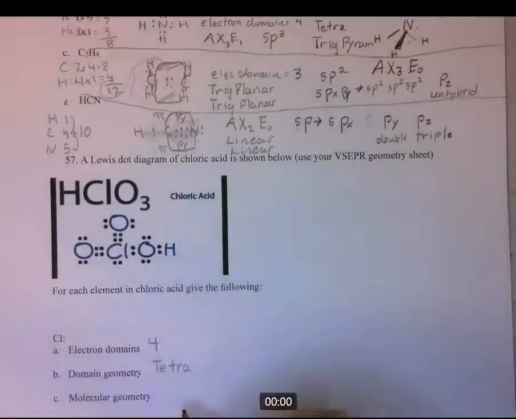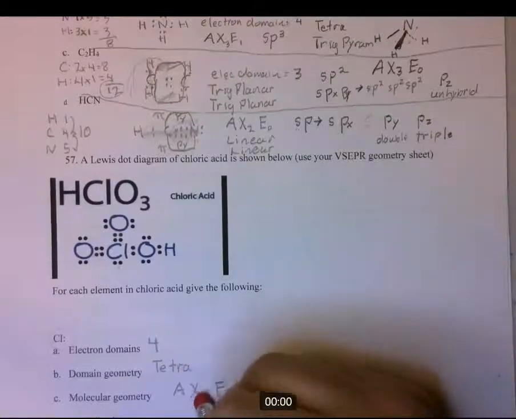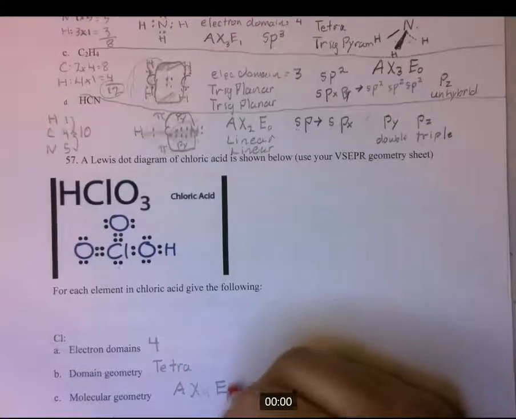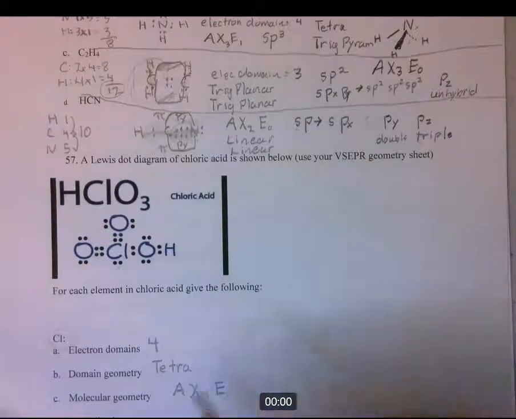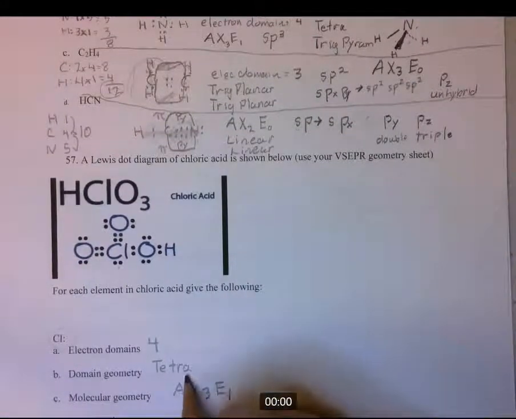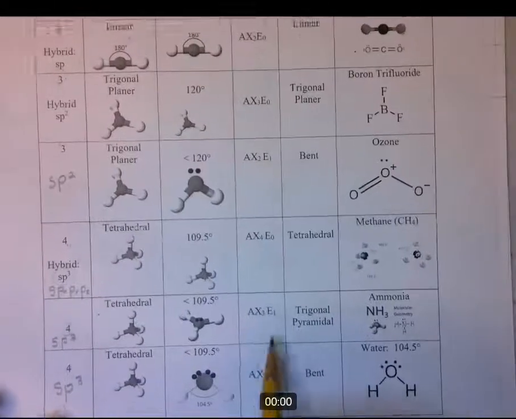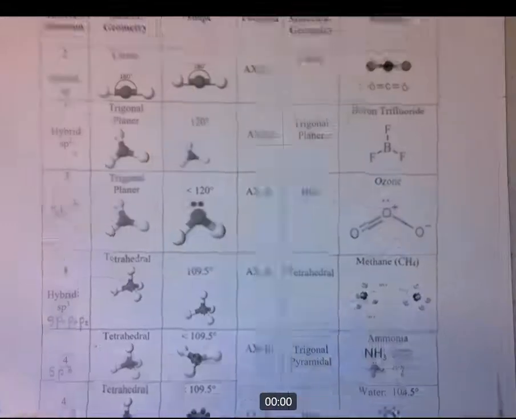Since they're all bonding, let's just go ahead and write the AX notation. It's AX4E0. There's no lone pairs. All 4 are bonding. Oh, excuse me, I lied. It's AX3E1. Looking at the wrong atom there. It's AX3E1. It is still tetra, though. Okay, but AX3E1, you come over here. There it is. It's trigonal pyramidal.